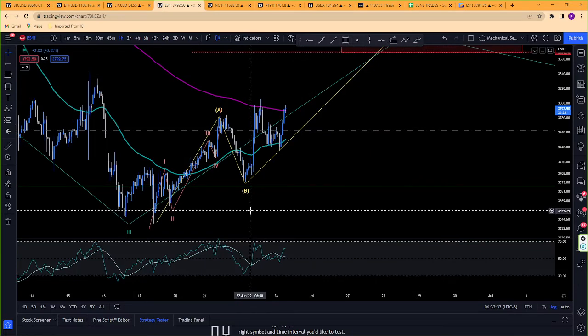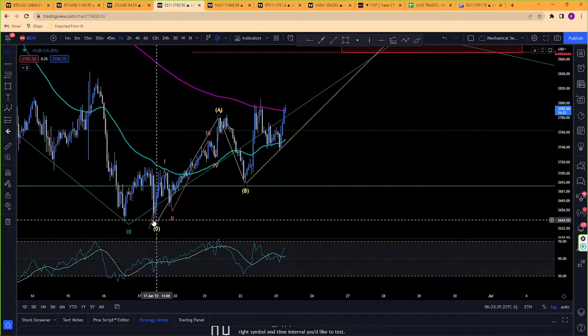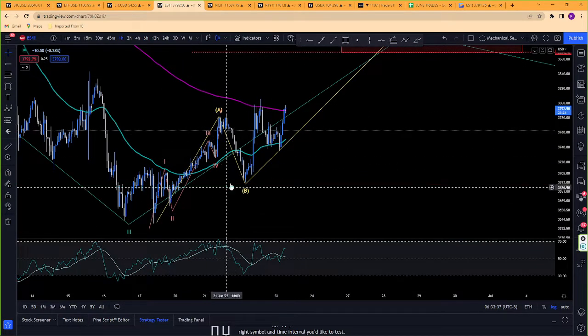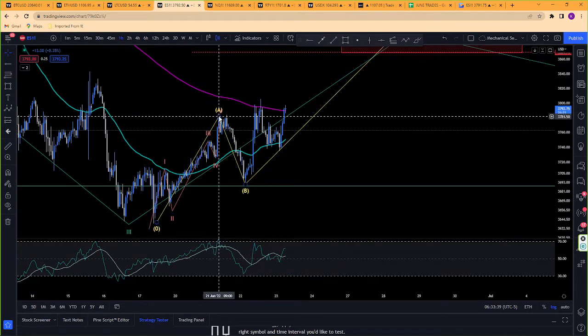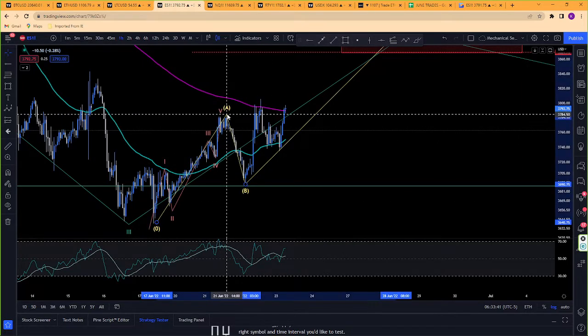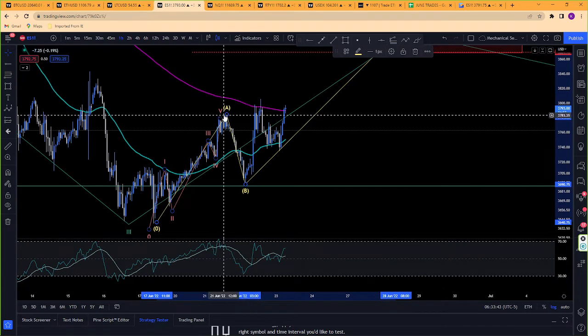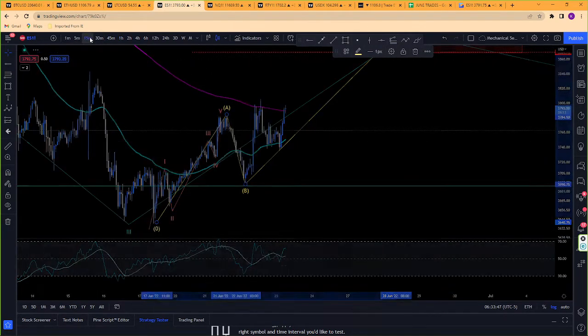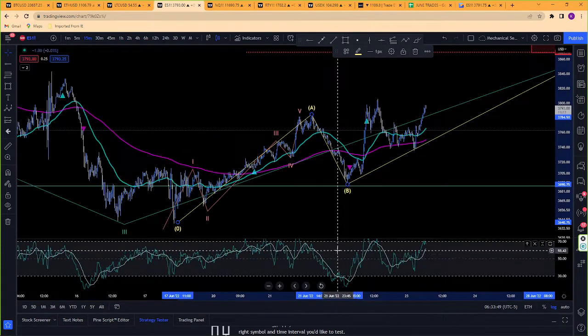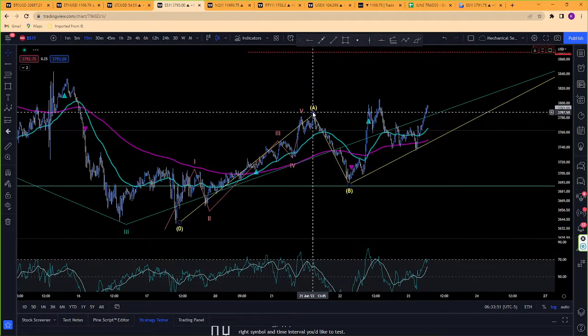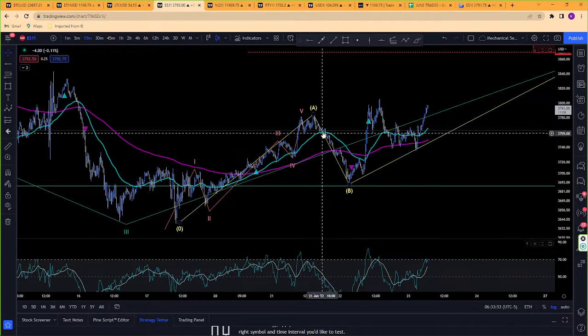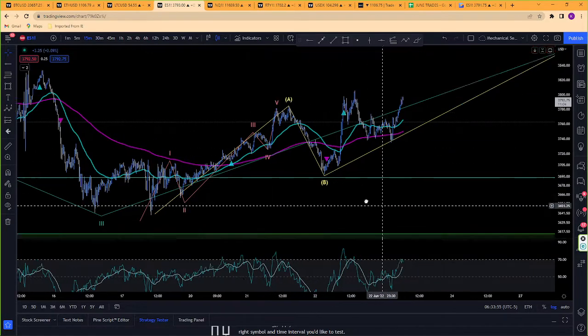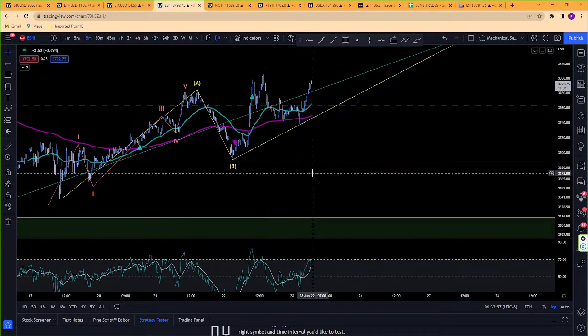This is the corrective wave here, guys. Just the way that the wave counts are all put together. You know, we've got nice divergence here and here. It's really big, actually. So you can see it on multiple frames, the divergence that's here, and the ensuing drop, which tells us this is B.